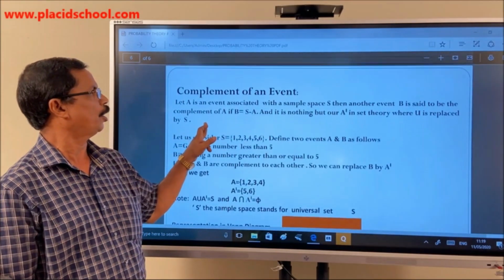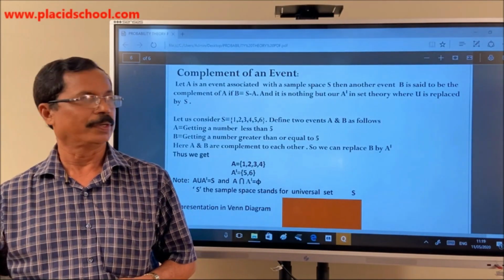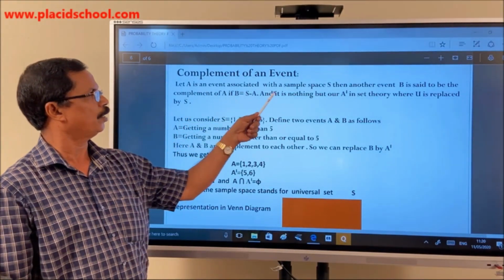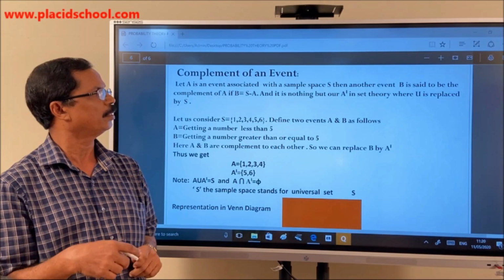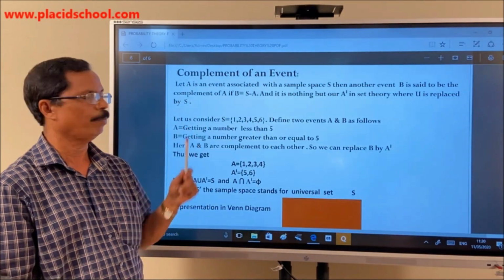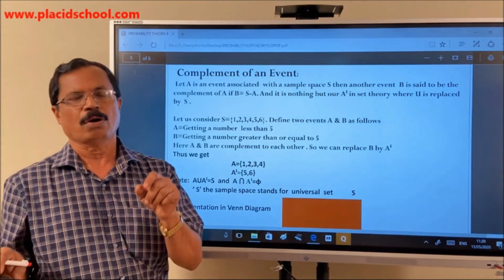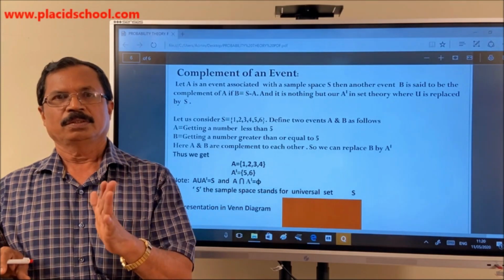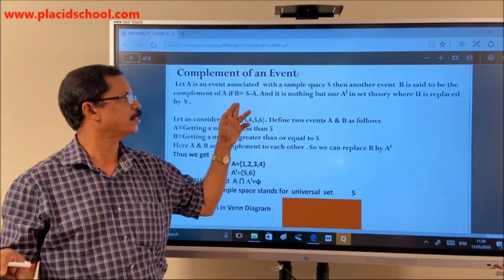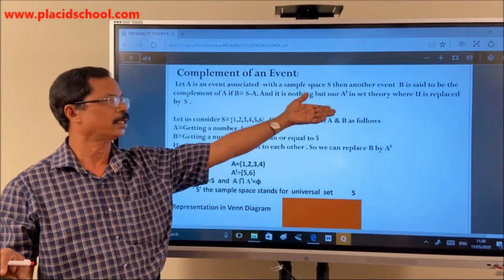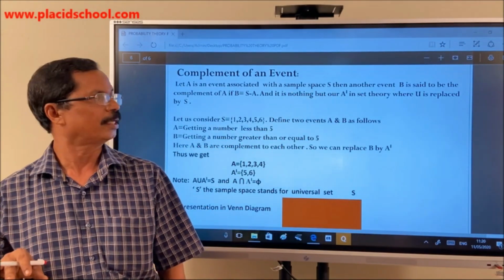Okay, let us come to another definition. That is the complement of an event. What is the complement of an event? If you consider an event associated with a sample space S, it may be throwing a die or tossing a coin, then another event B is said to be the complement of A if B is equal to S minus A. We can say B is the complement of A only if B is equal to S minus A, and it is nothing but our A dash in set theory. You might have studied it in set theory. That is A dash, the complement of the set.